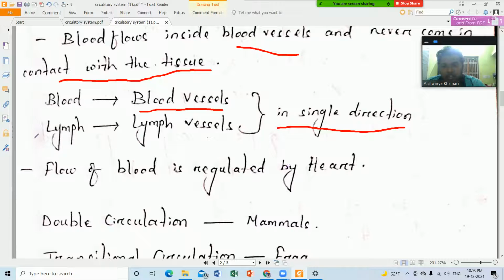Now we'll look into the lymph. For the flow of lymph, there are lymph vessels. So blood vessels carry the blood and lymph vessels carry the lymph. The flow of blood in the blood vessels is regulated by one important organ, that is the heart.